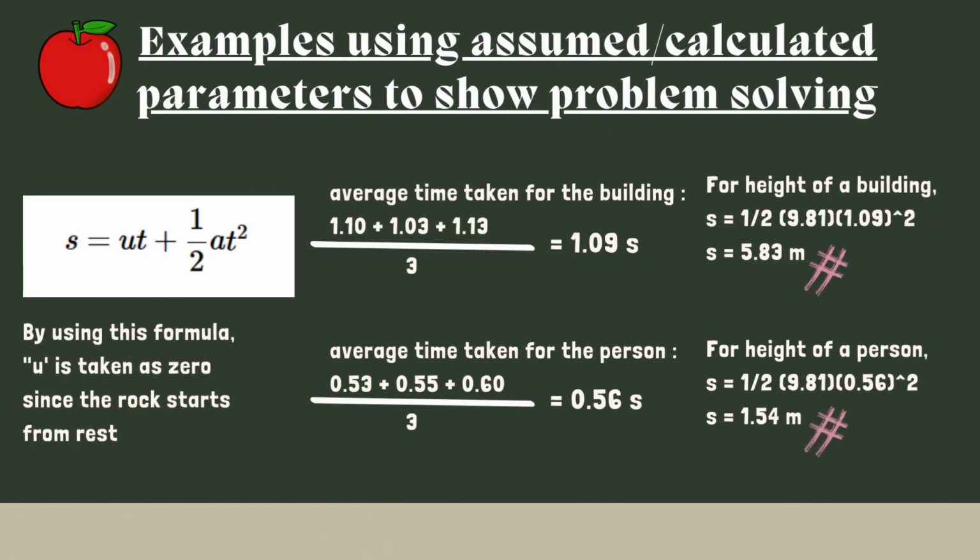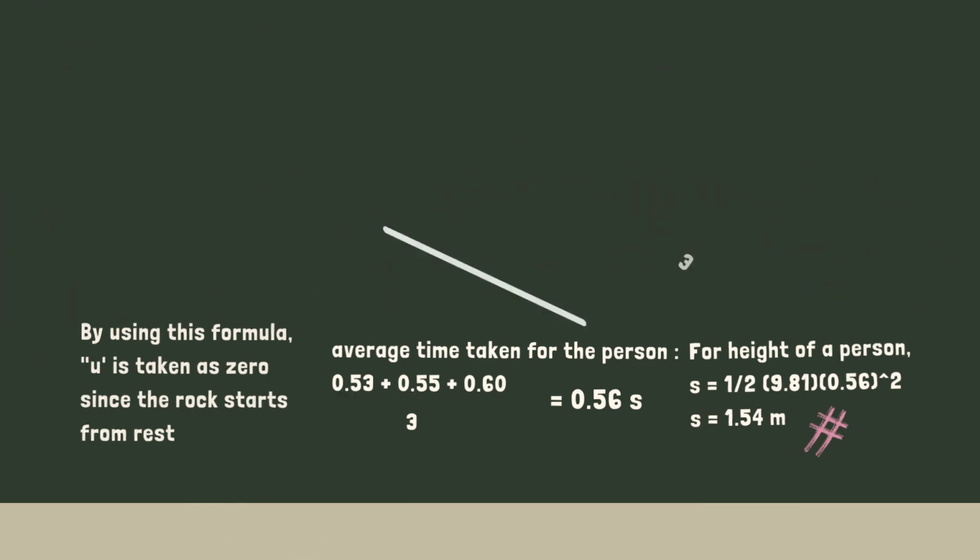For the calculation to solve our problem in our case study, we use the formula S equal to ut plus 1 over 2 at squared. By using this formula, u is taken as 0 since the rock starts from rest. Based on the video, we have to find the average time taken for the rock to reach the ground. This is to ensure the value is accurate. The value will then be substituted into the formula and the answer will be given in meters. The answer shows it is the height of a building and the height of a person.